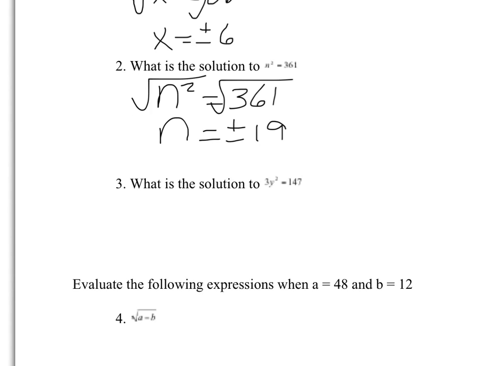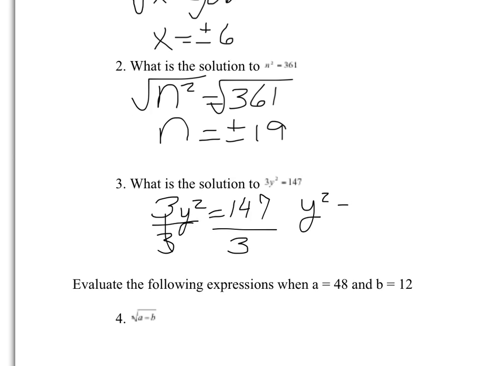So for problem number 3, we have 3y squared equaling 147. We need to get rid of the 3 first, so we're going to divide each side by 3. When we divide each side by 3, we get y squared equaling 49. At this point, we can square root each side and get y equaling positive or negative 7 as our answer.